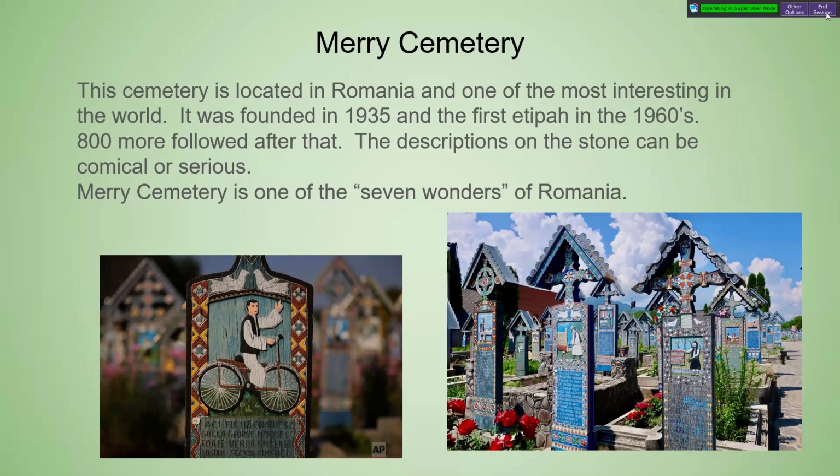And the first epitaph, Katie, how do I say that? Epitaph, thank you. In the 1960s. He did 800 more after that. They can be comical or serious. And you look at the guy depicted on the bike on the bottom. Sometimes it depicts how they died. There's a picture of a lady getting hit by a car on one of the graves. So yeah, and they have kind of funny sayings in them.